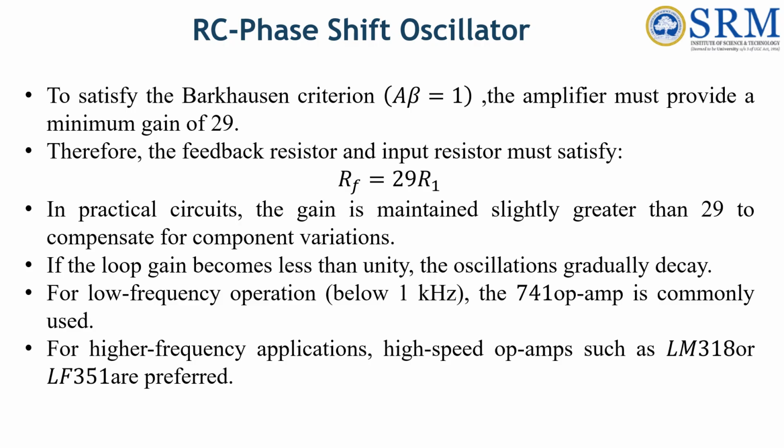Practically, the gain is set slightly higher than 29 to ensure reliable startup of oscillations even when component values vary due to tolerances or temperature changes. If the gain falls below the required value, the oscillations lose energy and eventually stop. The 741 op-amp is suitable for low frequency oscillators because of its limited bandwidth and slew rate. For higher frequencies, faster op-amps like LM318 and LF351 are used to maintain stable and distortion-free oscillations.